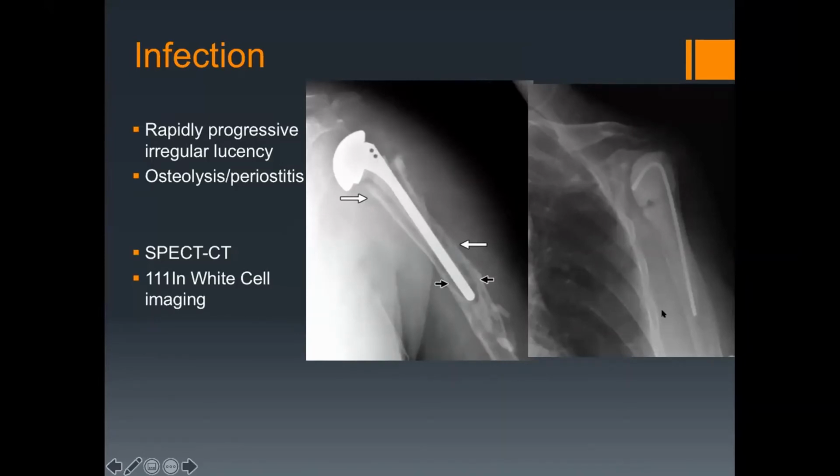You may also see this kind of situation where the humeral prosthesis has been removed, and they put in a cement spacer into the defect, which is impregnated with antibiotics and held in place with a wire. And this is really to treat chronic infection. In equivocal cases, dynamic SPECT-CT can be really useful. And also you can use indium labeled radiotracer, so white cell imaging, to confirm infection as well.